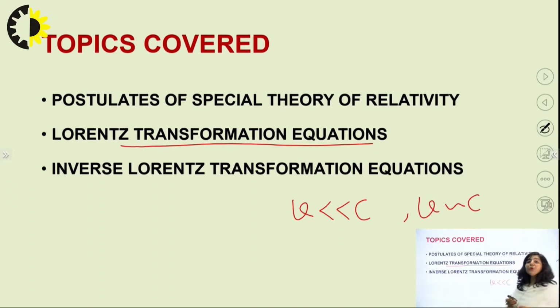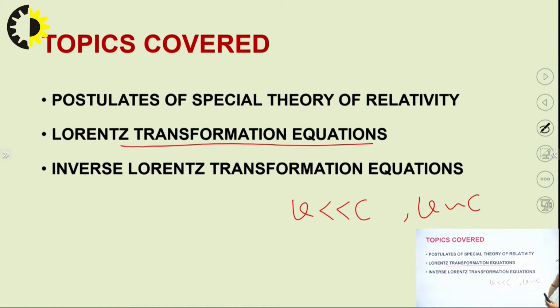If we have a moving object and the speed of that object, v, is very, very small with respect to c, where c represents the speed of light, then we will use classical mechanics in order to describe the motion of that object. Classical mechanics is also known as Newtonian mechanics, which means we will simply use Newton's laws of motion to describe the motion of such objects. So that is our classical mechanics.